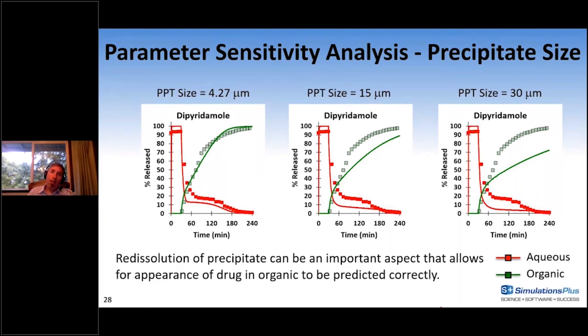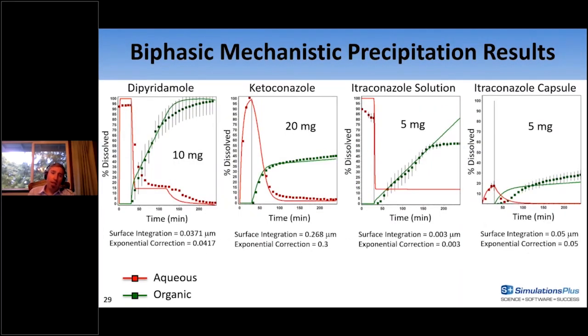So we also, again, determined the mechanistic nucleation and growth parameters for the dipyridamole, ketoconazole, itraconazole solution, and itraconazole capsule. I probably won't go through each set of parameters. Obviously, the slowest precipitating formulation was ketoconazole in this instance. The itraconazole solution and capsule had higher levels of precipitation along with the dipyridamole. So the lower the parameters, or the smaller the value for the exponential correction factor, usually the higher the level of the precipitation in this case.